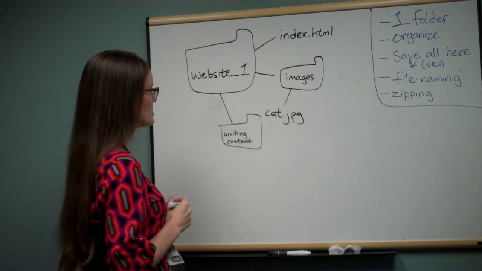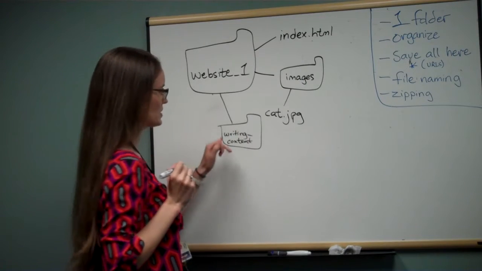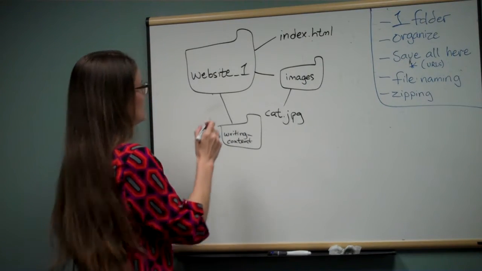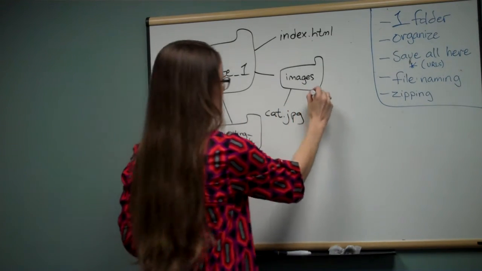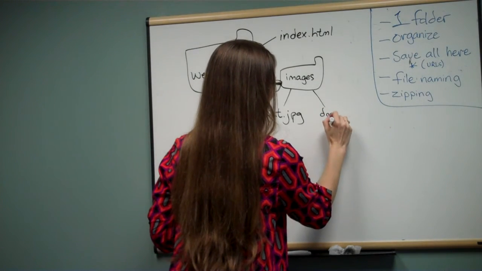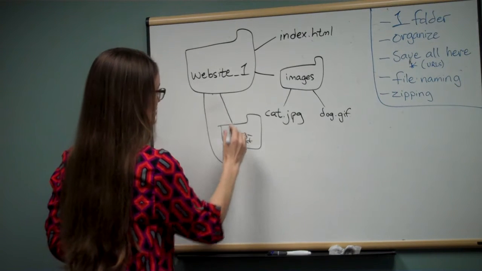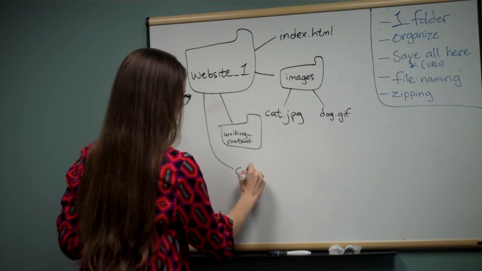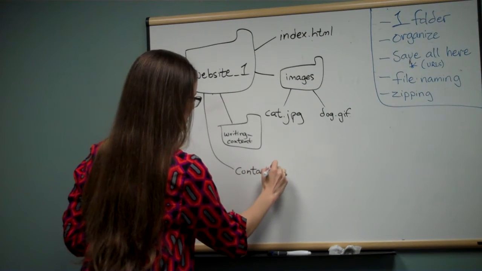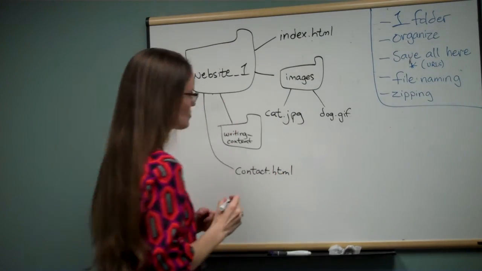Give it a name that makes sense to you. I'll put a little underscore there so we're clear that there's no space there. Okay, so you've got these various items. I'll put one more image file in here, dog.gif. And let's get one more page on this website. Let's call it contact.html. That's maybe where you have your contact information.